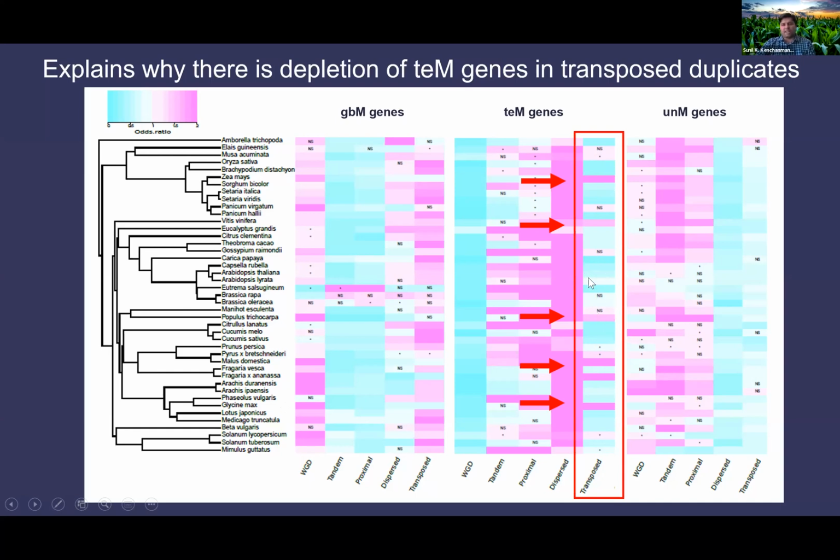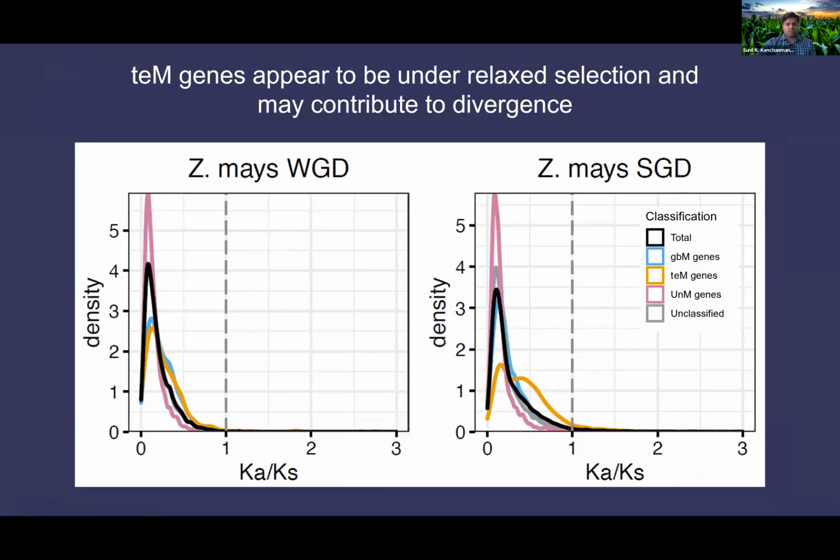So this goes back and explains the reason why we see a depletion in most of the species which have a higher proportion of older transposed duplicates, as opposed to an enrichment of transposon-like methylated genes in the transposed duplicate copies. So then I was also interested to look at how selection acts on different classifications of these genes, and also on the different modes of gene duplication.